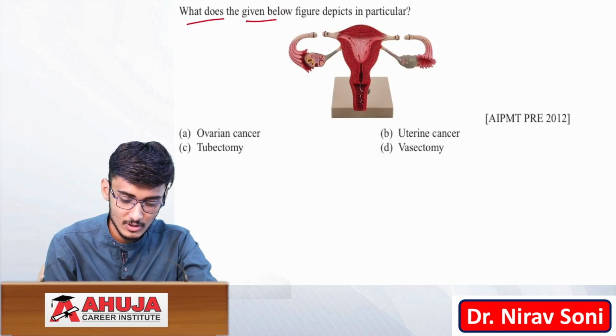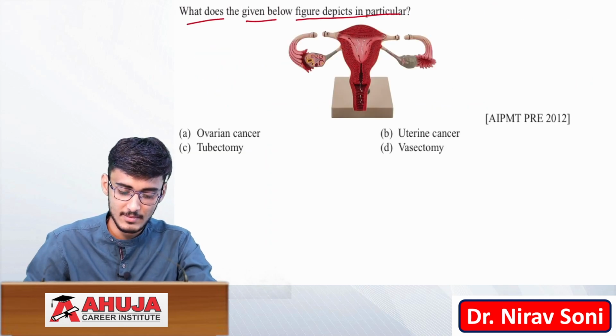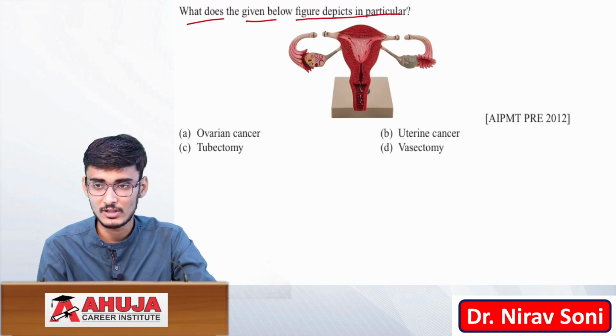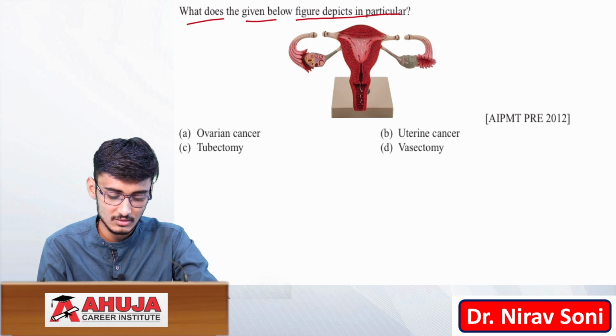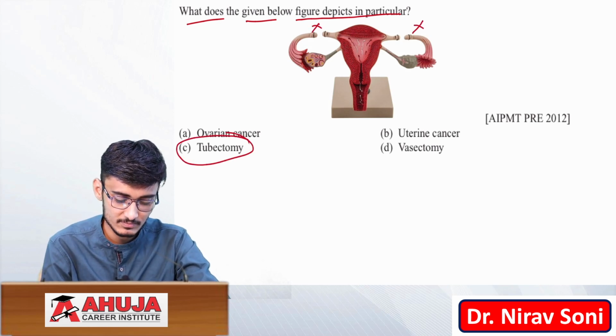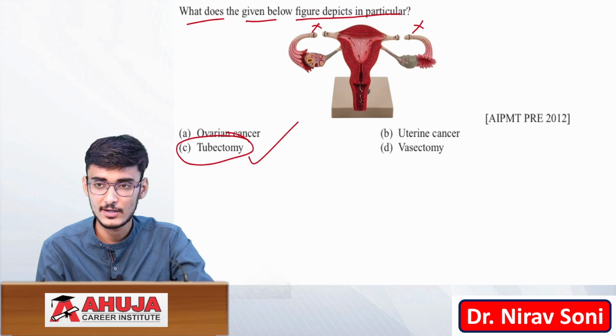What does the figure given below depict in particular? You can find the figure and give the correct answer. To cut the fallopian tube and tie it up is called tubectomy. Option C should be right over here.